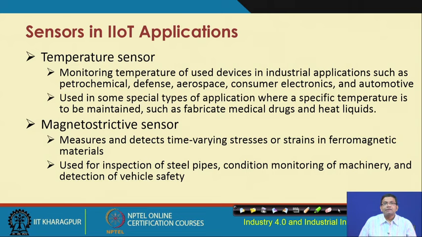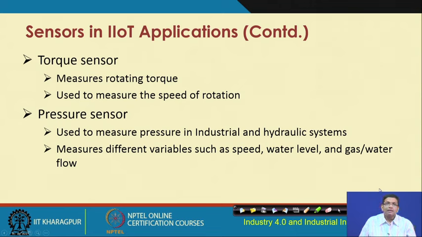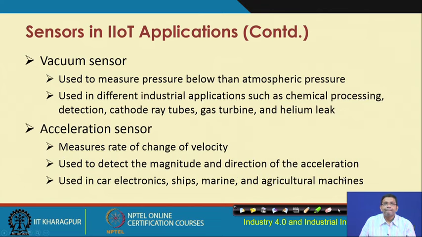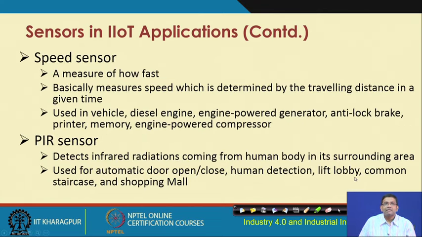Apart from temperature sensors, there could be magnetostrictive sensors which measure and detect the time varying stresses or strains in ferromagnetic materials. These are typically used for inspection of steel pipes, condition monitoring of machinery and detection of vehicle safety. Other industrial sensors are torque sensor, pressure sensor, vacuum sensor, acceleration sensor, speed sensor, PIR sensor.